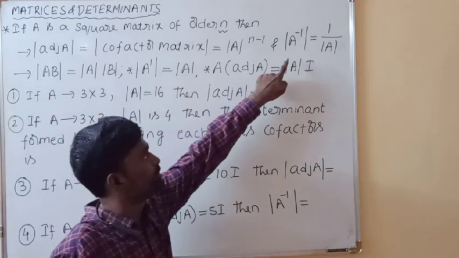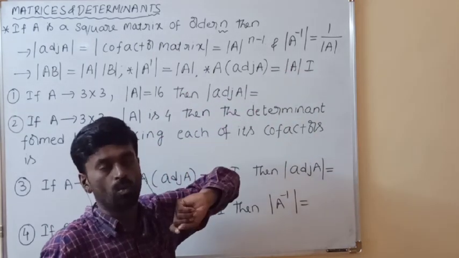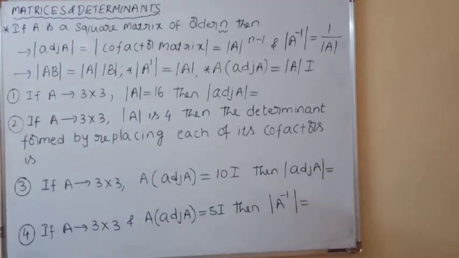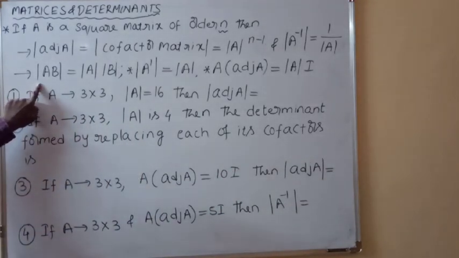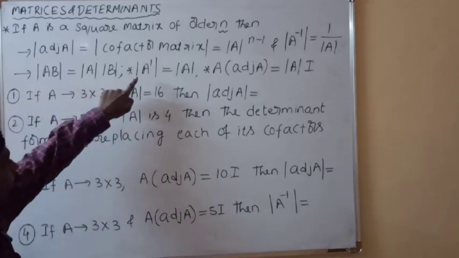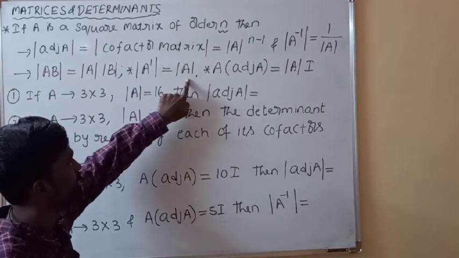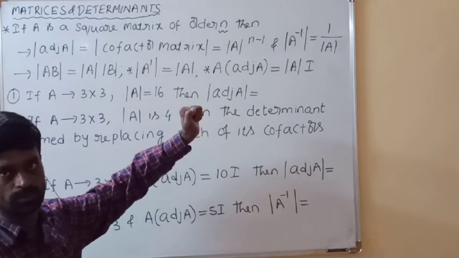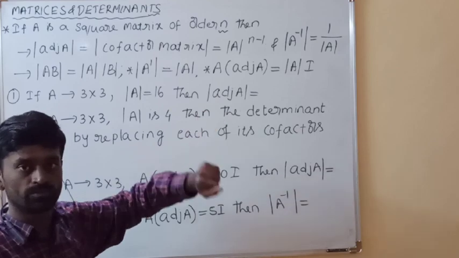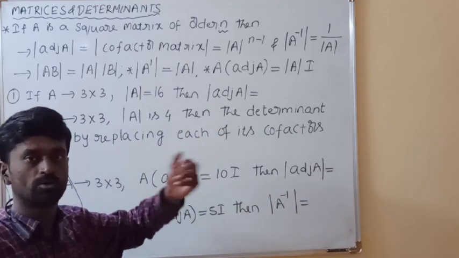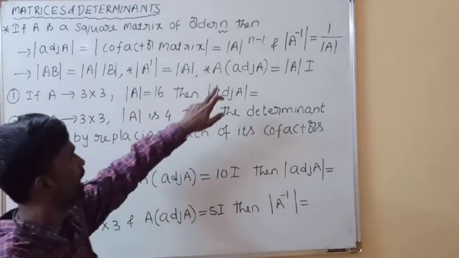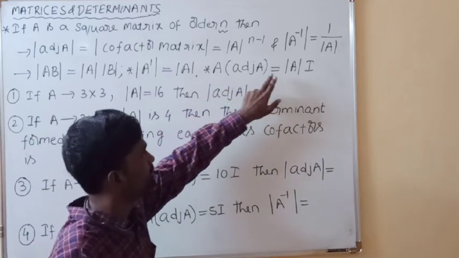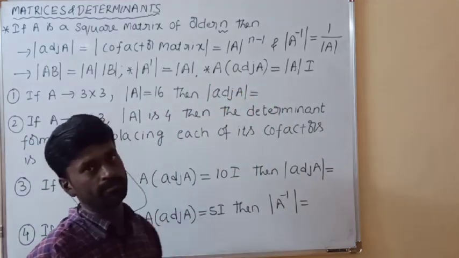Okay? And determinant of A inverse is equal to 1 upon det A. Next, determinant of AB is equal to determinant of A into determinant of B. Determinant of A dash is same as determinant of A. That is, A dash is nothing but A transpose. Determinant of transpose of the matrix is same as determinant of the matrix. And A into adjoint A is equal to det A into I.